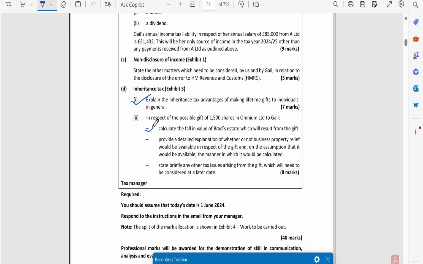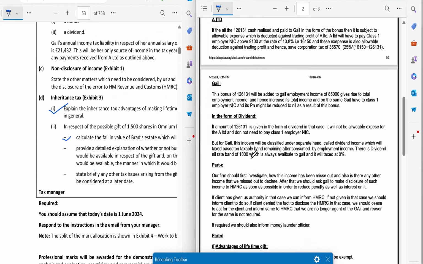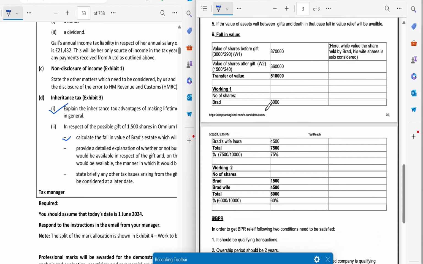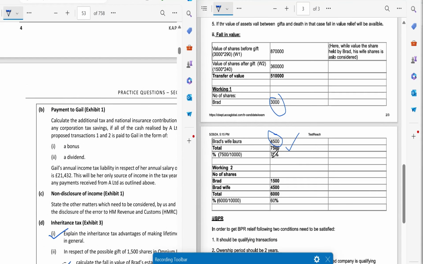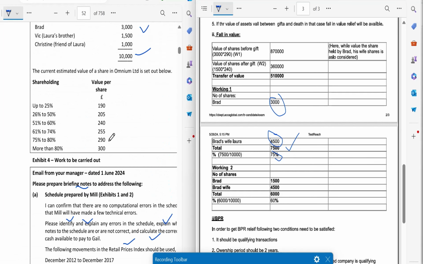In this part, they're asking us to apply the diminution of value concept, where we have to consider the value of the asset before the gift and after the gift. So I have already done this for you. You can check it here. Yes. Okay. So before the gift, Brad has how many shares? 3,000 shares, and his wife has 4,500 shares, right? So altogether they have 7,500 shares, which means they have 75% of the company, and the value of 75% is 290.